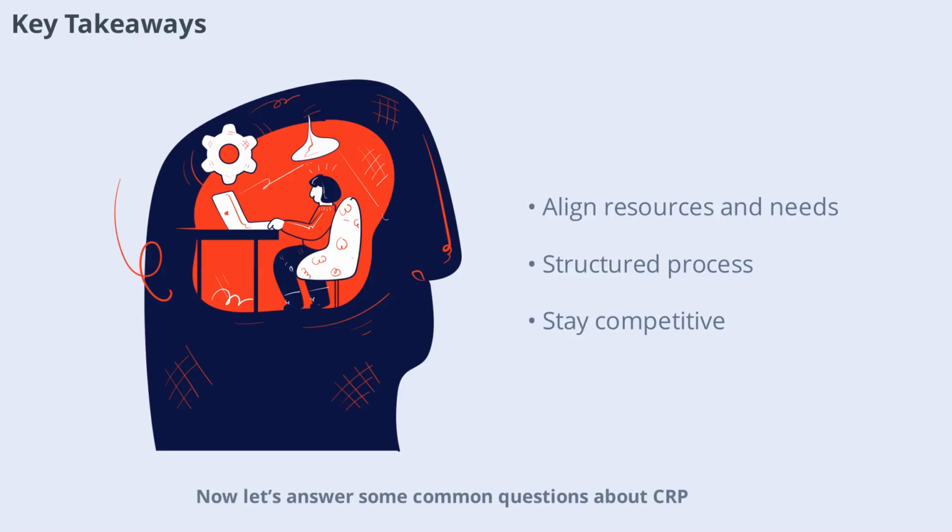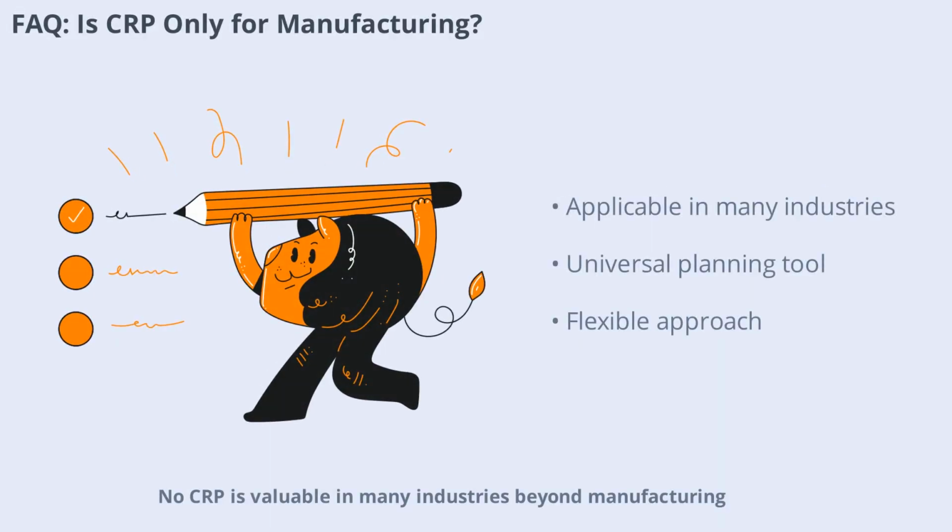Now let's answer some common questions about CRP. No, CRP is valuable in many industries beyond manufacturing. Service organizations, healthcare providers, and project-based businesses all use CRP to match resources with demand. The principles remain the same: plan ahead, allocate resources wisely, and adjust as needed. This flexibility makes CRP a universal tool for improving operations.